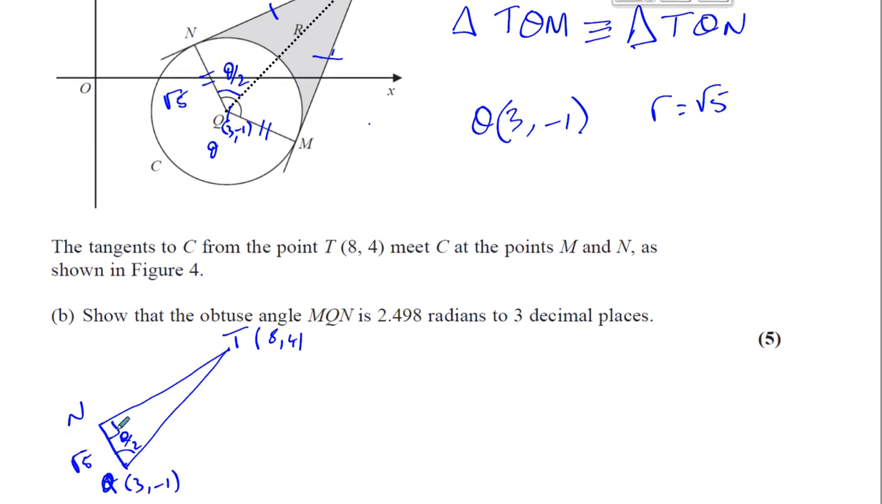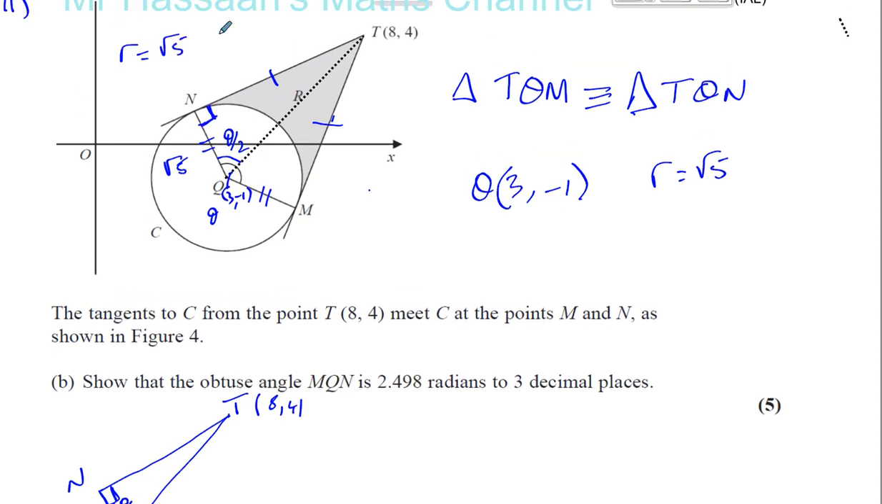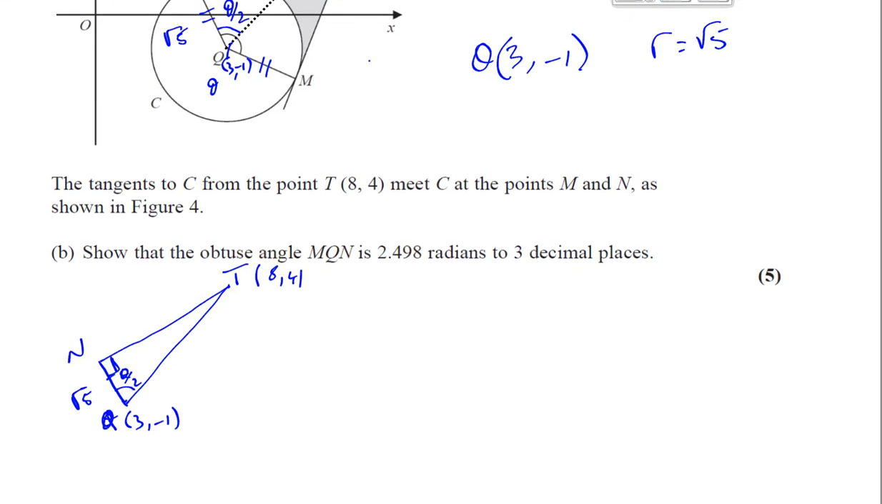So I've got one length, I can find another length, and I have to find an angle in a right angle triangle. How do I know it's right angled? Because the tangent and the radius always meet at right angles. So I know for sure that this is a right angle triangle, and I can use right angle triangle trigonometry, SOHCAHTOA, to find the angle. So we need to find the length between Q and T, which is found using the distance formula.